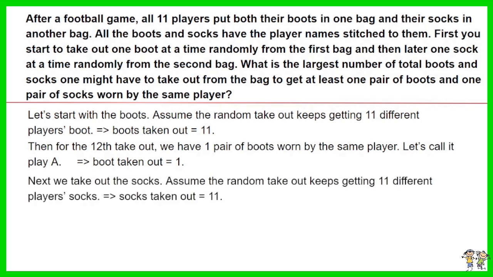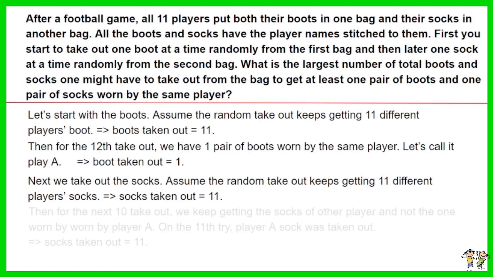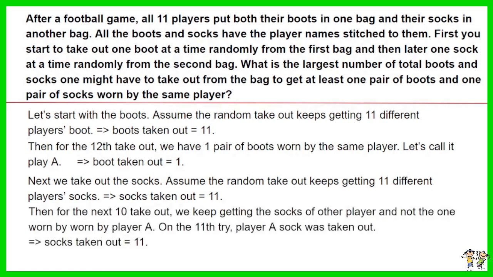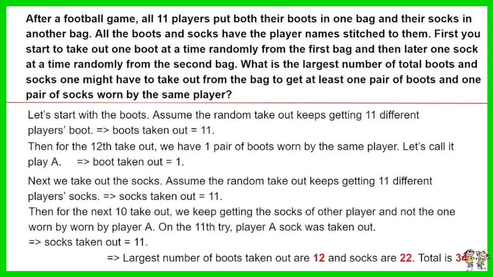Next we take out the socks. Assume the random take-out keeps getting 11 different players' socks. Thus socks taken out equals 11. Then for the next 10 takeouts, we keep getting the socks of other players and not the ones worn by player A. On the 11th try, player A's sock was taken out. Thus socks taken out equals 11. The largest number of boots taken out is 12 and socks is 22. Thus the total is 34.